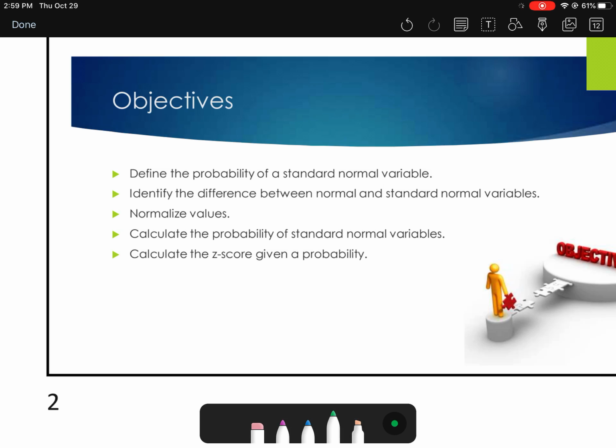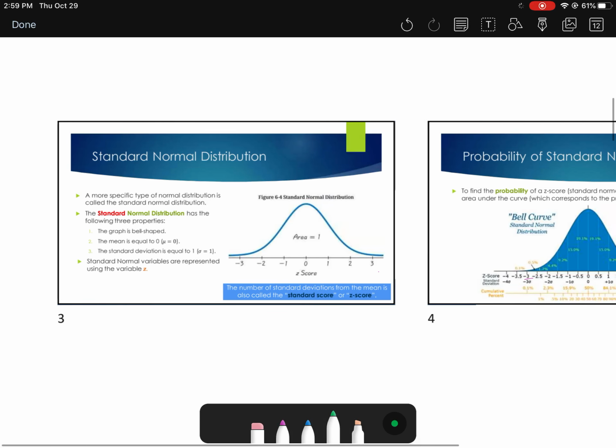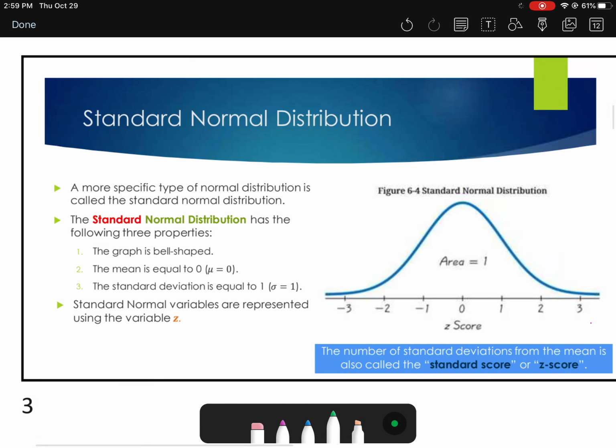So our objectives today are to find the probability of a standard normal variable, so a little bit different than Part 1. Identify the differences between normal and standard normal variables. Normalize values. Calculate the probability of standard normal variables, and calculate the z-score given a probability.